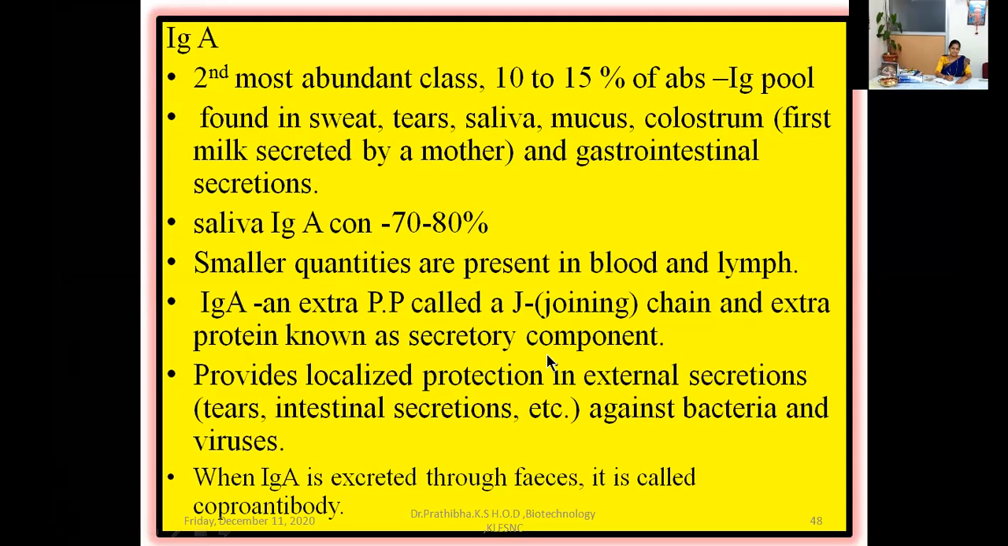I have given more information here, and some of it is repeated, but you can use any of these slides for your examination purposes. This IgA provides localized protection in external secretions like tears, intestinal secretions, etc., against bacteria and viruses. When IgA is excreted through feces, it is called coproantibody.